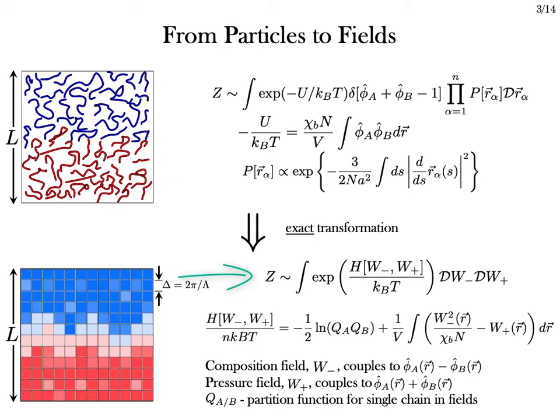After the transformation, the partition function is given by an integral of the effective Hamiltonian over the fields. These fields, W- and W+, are respectively a composition field that couples to the difference in A and B monomer concentration, and a pressure field that couples to the total monomer concentration. When performing these simulations, the fields are represented on discrete grids as illustrated. The discretization can be represented equivalently as either a grid size delta or, in Fourier space, a wave vector cutoff lambda. The reason for bringing this up will become clear shortly.